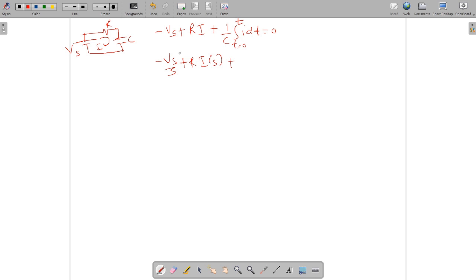Now how will this capacitor behave? You see, the integral is there. Integral means what? 1 upon s. So 1 by Cs into I of s, this will be the equation. Now this is a simple algebraic equation and it is very easy to solve. You will get some ratio, that is Vs upon Is in this case. So why are we shifting from the time domain to the s domain? Because in the time domain you might get differential and integral terms, which are very difficult to solve. Now we want to write the network function for this circuit.